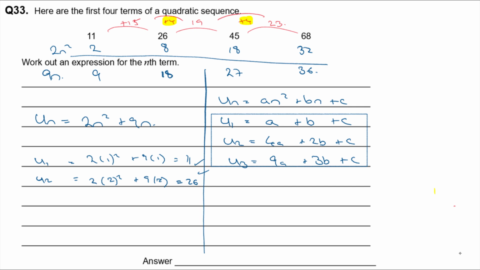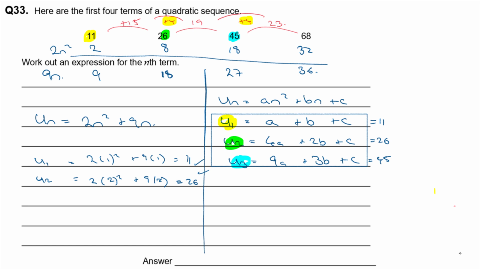Because we know u1, the first term, is 11, and we know u2, the second term, is 26, and we know that u3, the third term, is 45. So we can form 3 equations in 3 unknowns here. We can say that u1 is 11, u2 is equal to 26, and u3 is equal to 45. Okay, and then you can solve these by taking various combinations of equations away from each other.